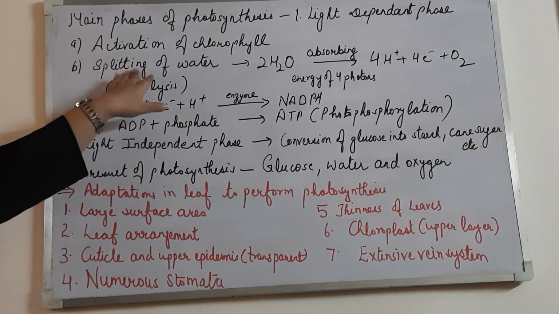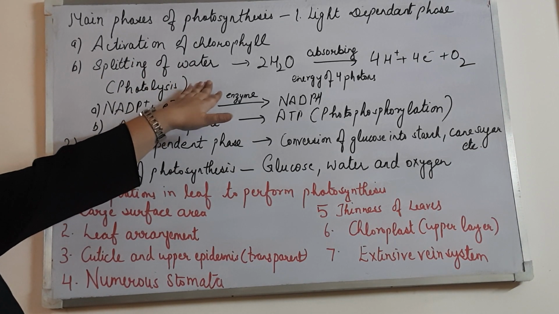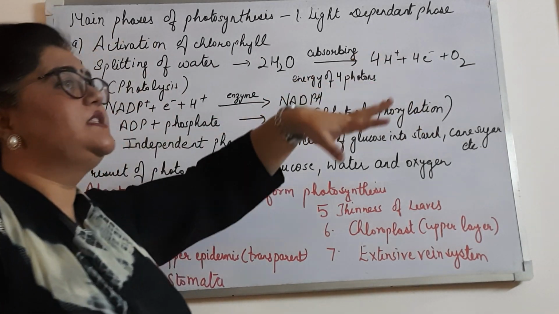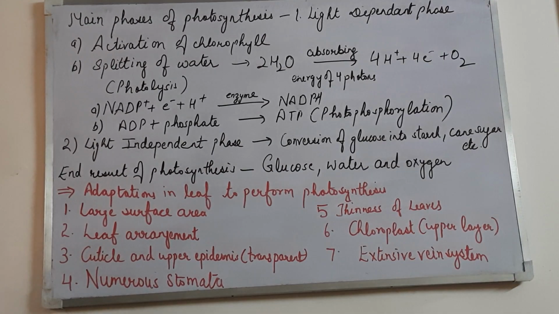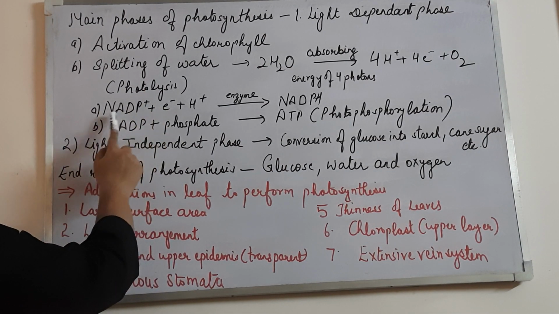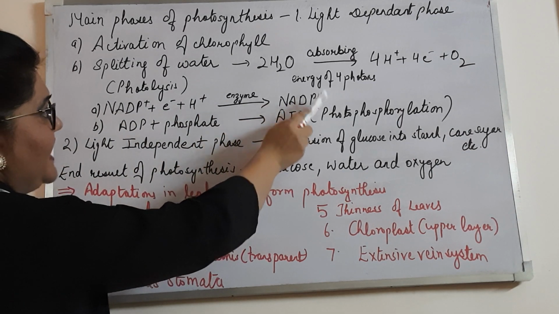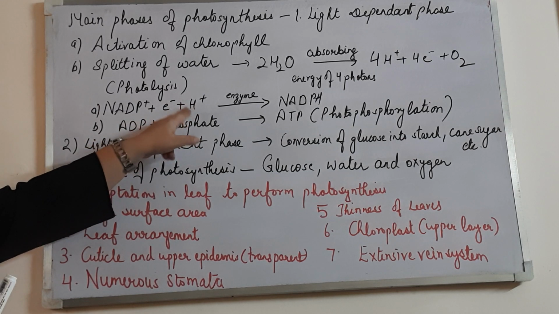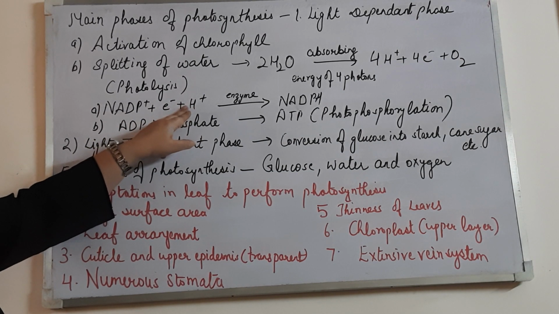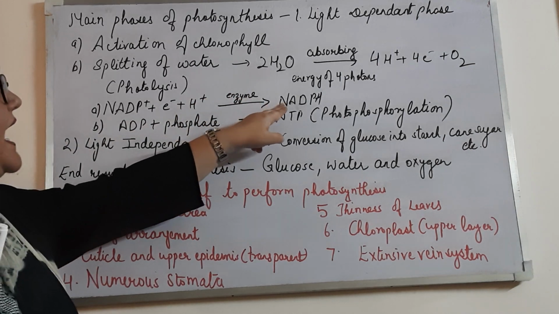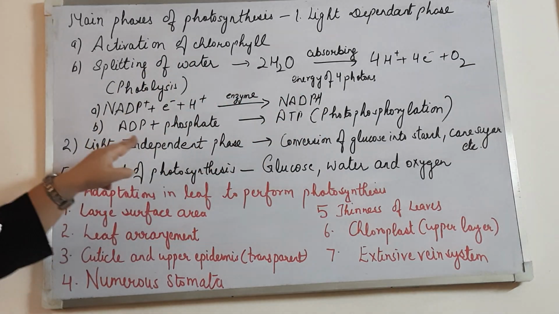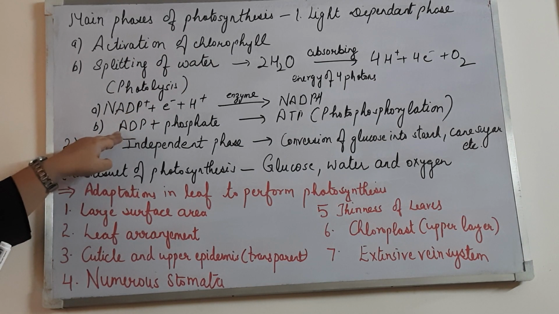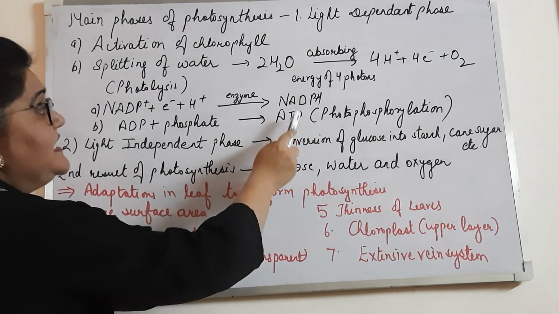So when there is a splitting of water, what are the things that are formed? The hydrogen ion is formed, the molecular oxygen is formed, and also it gives away the electrons. Alright. So hydrogen ion, please notice, not electrons, is taken by NADP to form NADPH. And these electrons will be taken up by this ADP in order to form ATP.